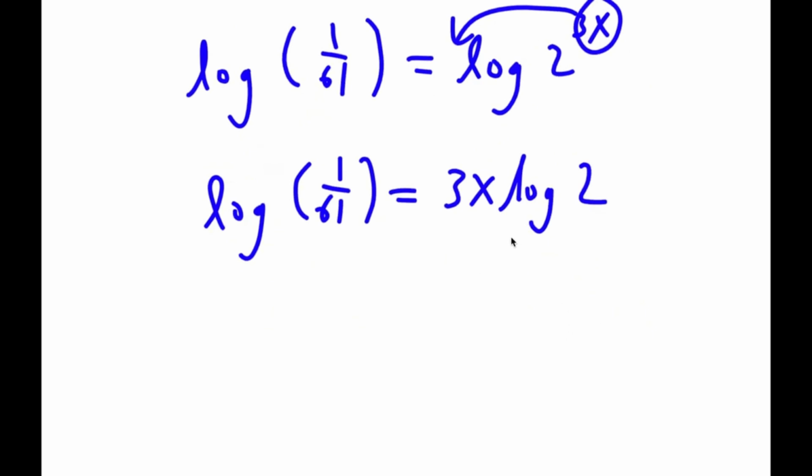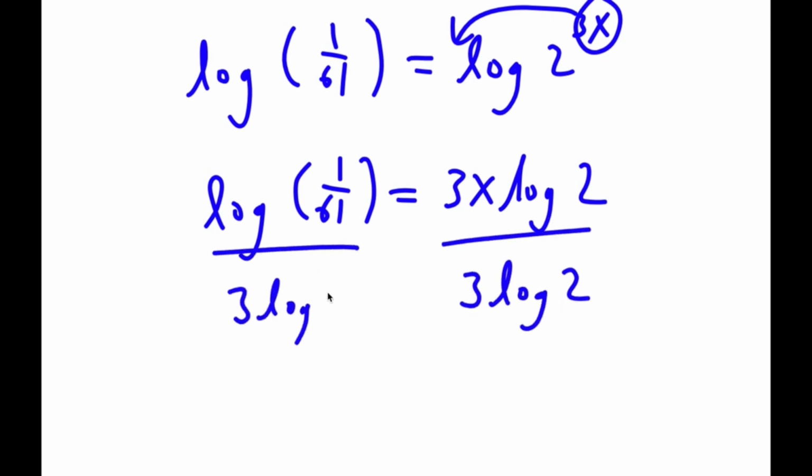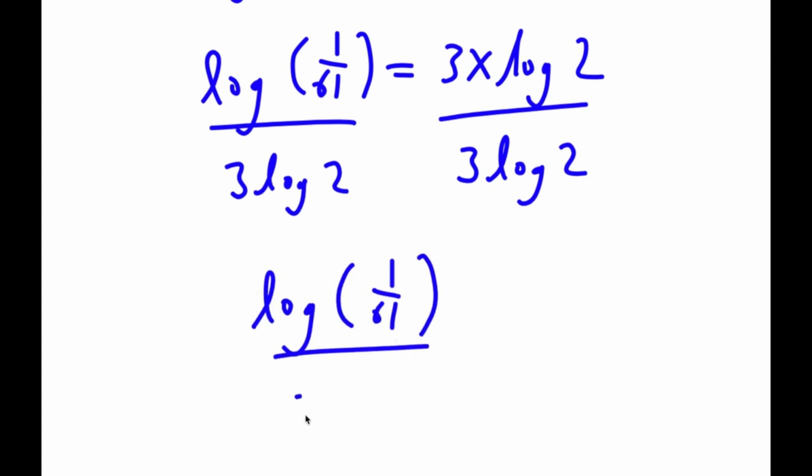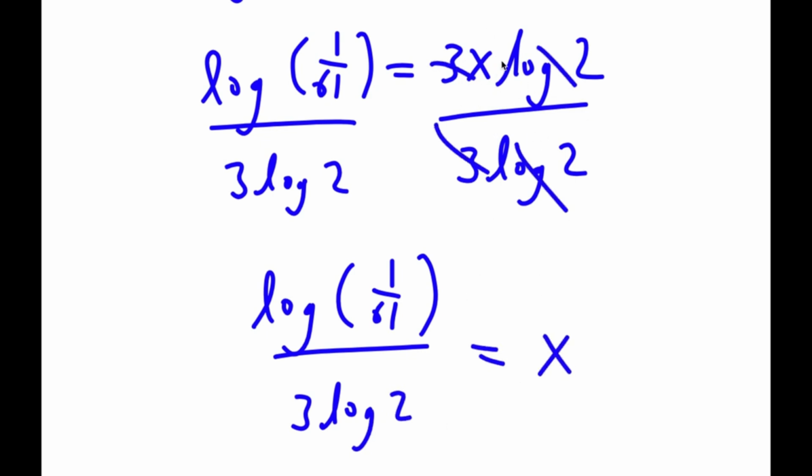So now to solve this, I'm going to go ahead and divide both sides by 3 times log 2. So now I'm going to be left with log 1 over 61 over 3 times log 2 is equal to x, because x is the only thing that's remaining here.